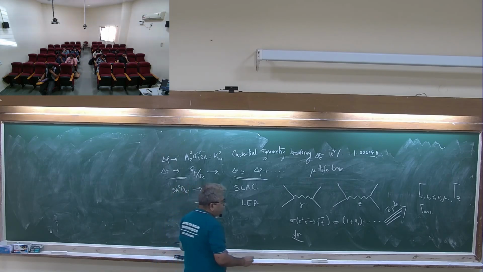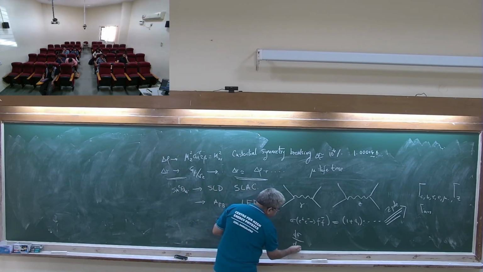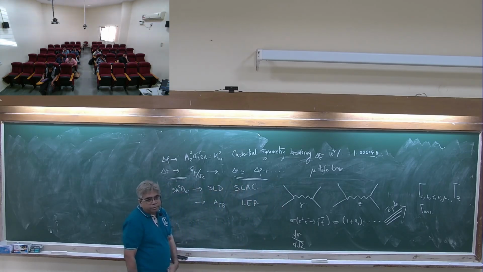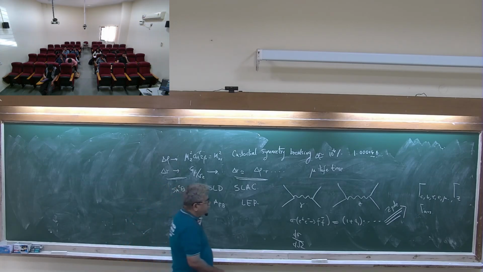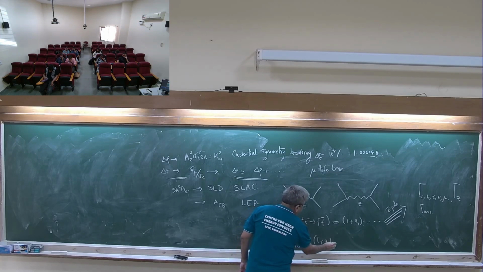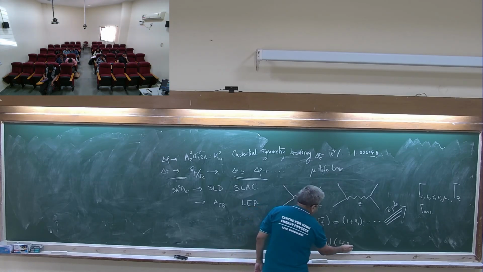Then the other one we looked at is differential distributions. So this also has two parts. One part essentially is 1 plus A1 times 1 plus A2.